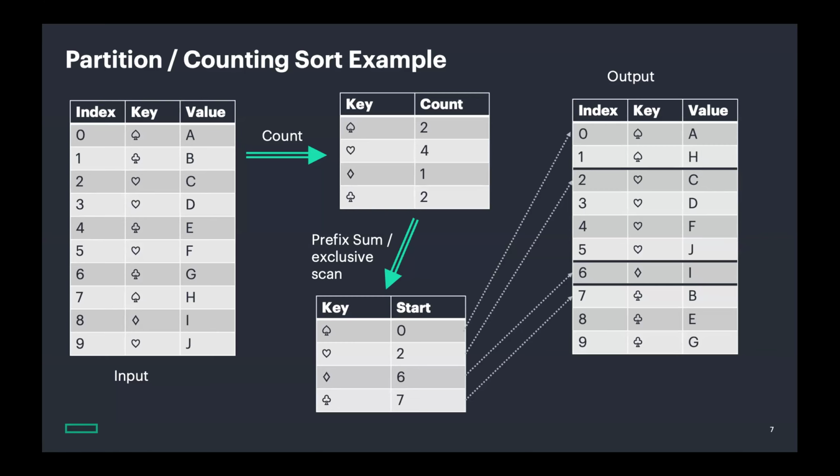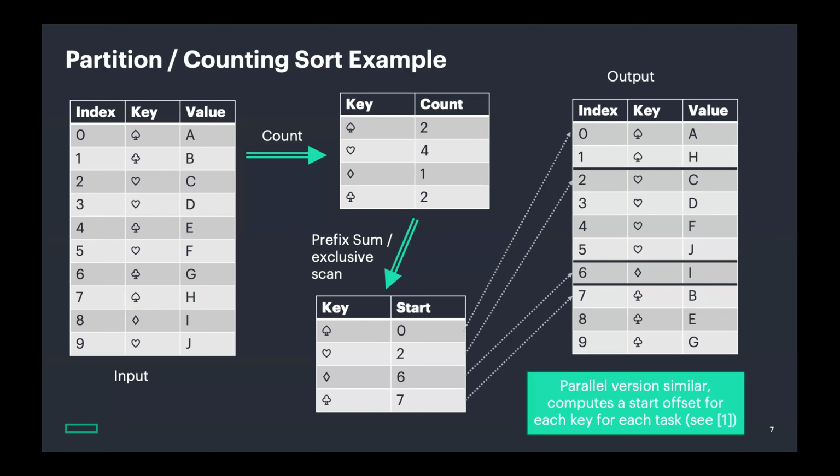So now I've shown you how to do this partition operation in linear time, with arrays on a computer. And I don't go through the parallel version of this in my slides, but the parallel version is similar. The key thing to think about is to figure out a start offset not only for each possible key, which is a suit in this case, but also for each task. So we're going to compute across all the tasks a start position for task 1's spades, task 3's spades, etc., and rearrange the data that way.